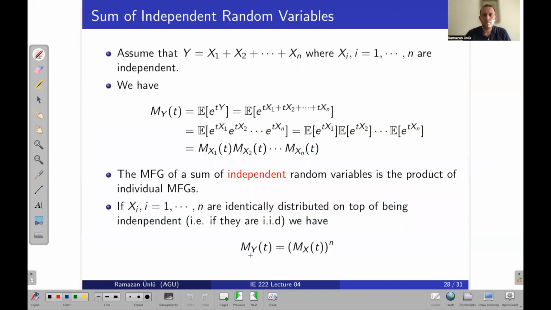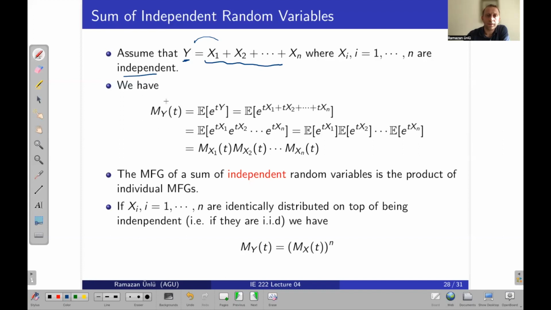So before we continue, let me give you some quick information, which is called the sum of independent random variables. Assume that we have a random variable, and that random variable is the sum of a number of variables, and those variables are independent. So these X's are independent. X1 is independent from the others, X2 is independent from the others, and the summation of them gives us a new random variable, which is Y.